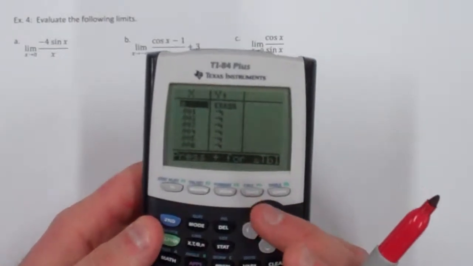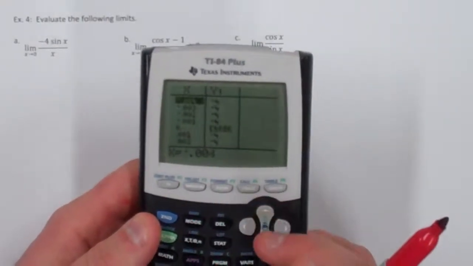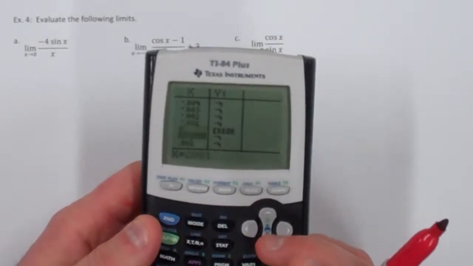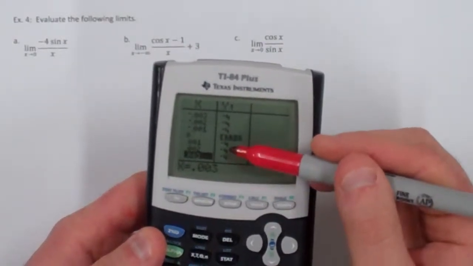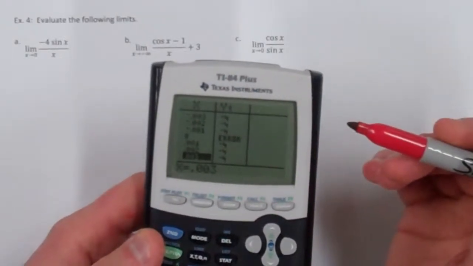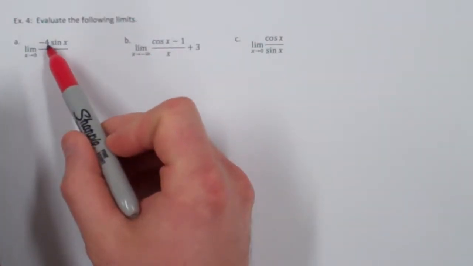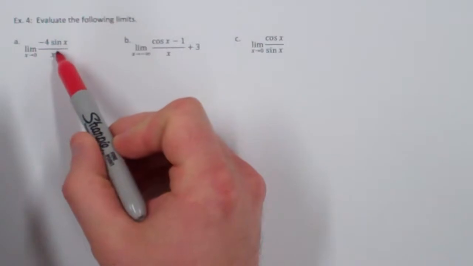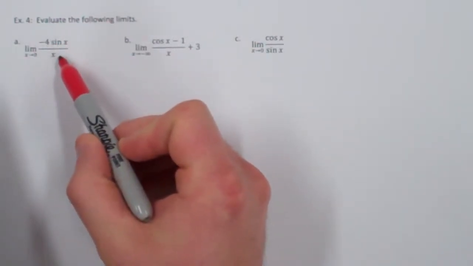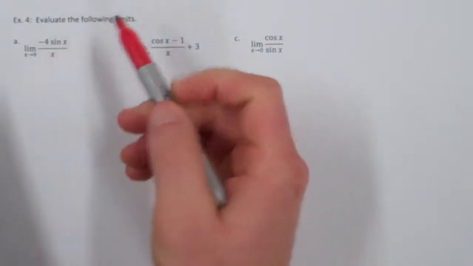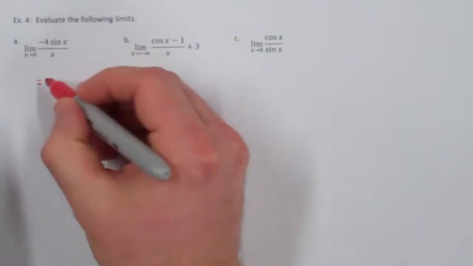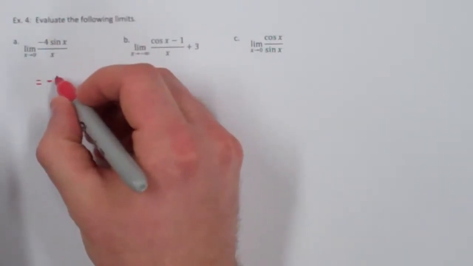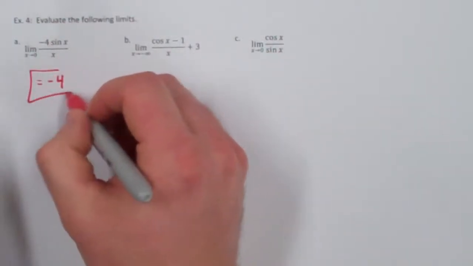Then we go to our table. If you look from the left and the right, there is one value this thing is getting close to as the value of x gets close to 0 from both the left and the right. That value is -4, and we see this value right here. So sine of x over x, this part of the equation, is getting close to 1, and then we're multiplying that by -4 to get us to a limit as x approaches 0 of -4.